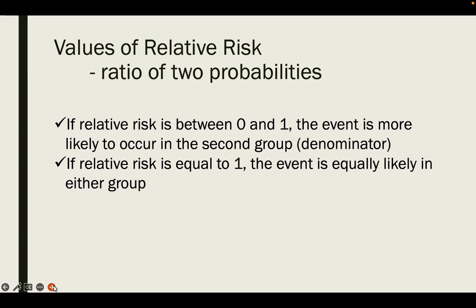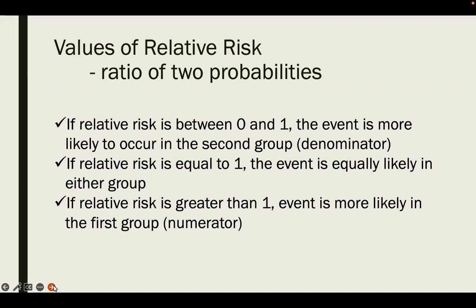Now, if the relative risk is equal to 1, right? So the numerator and denominator are equal, that means the event is equally likely in either group. And if the relative risk is greater than 1, that means our numerator is the larger number. And so the event is more likely to happen in the first group.